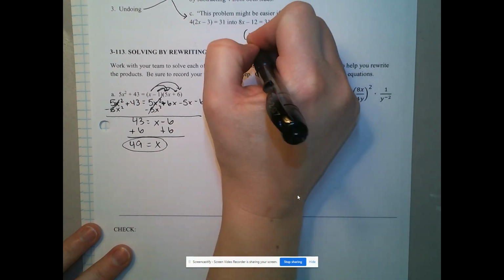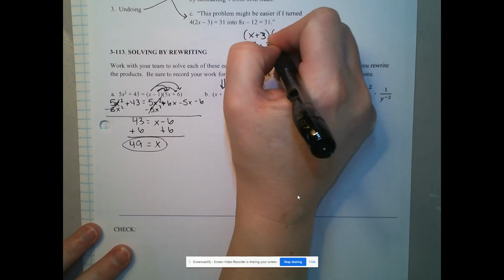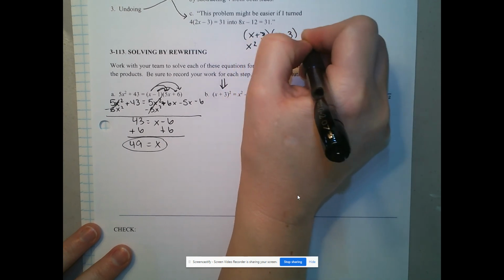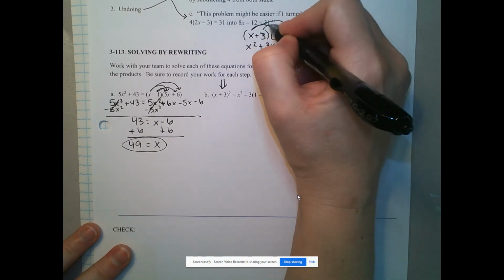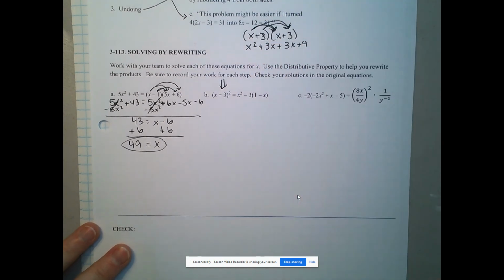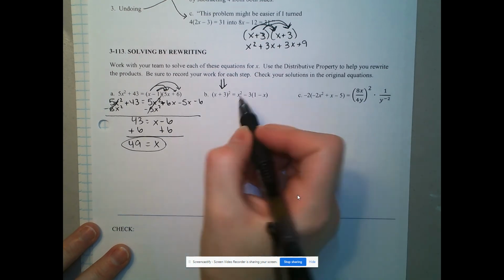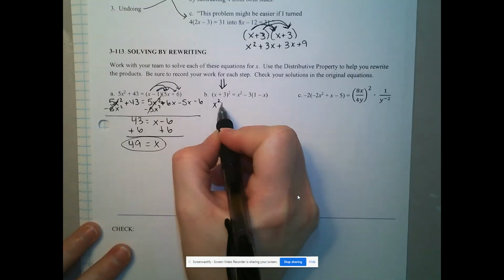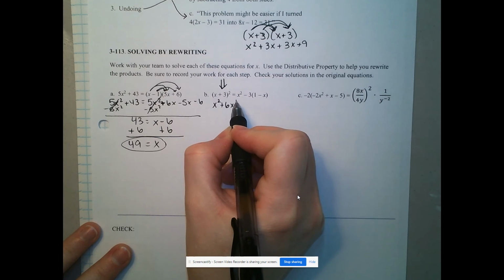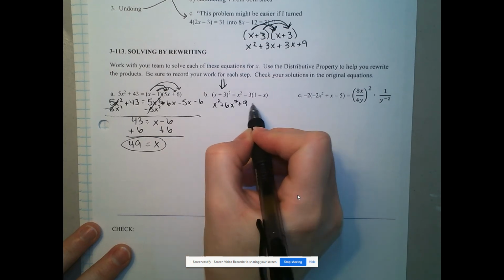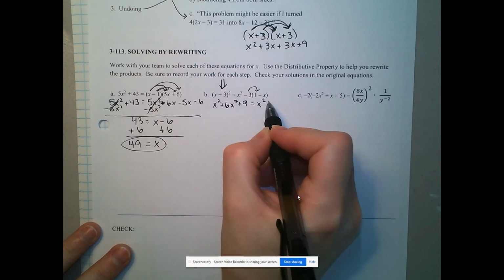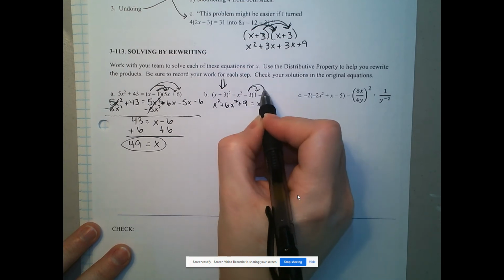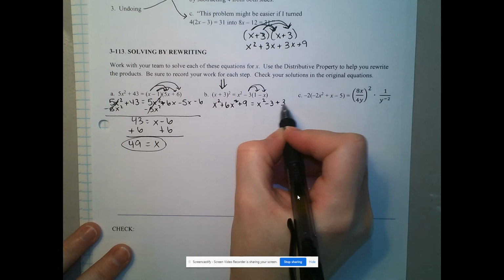So x times x is x squared plus 3x plus 3x plus 9. You have to make sure that you are doing all 4 of those operations in order to not miss any of the terms. So I would have x squared plus 6x, no exponent, plus 9 equals x squared. And the minus 3 times 1 would be minus 3. The minus 3 times minus x would be plus 3x.